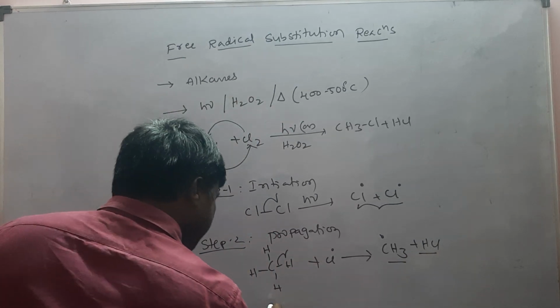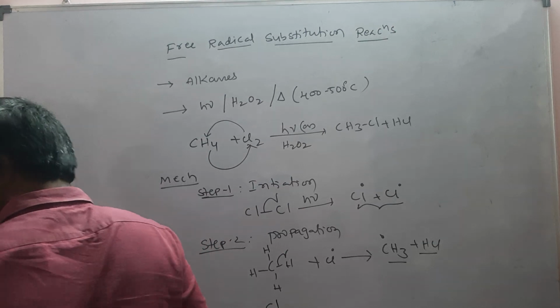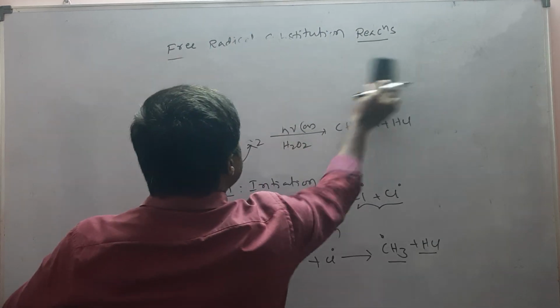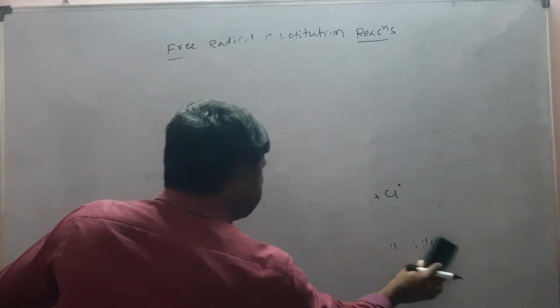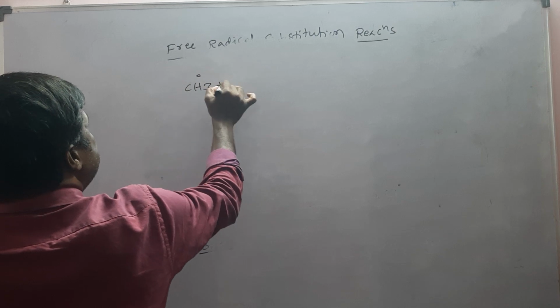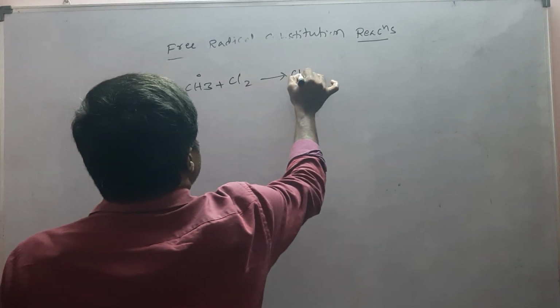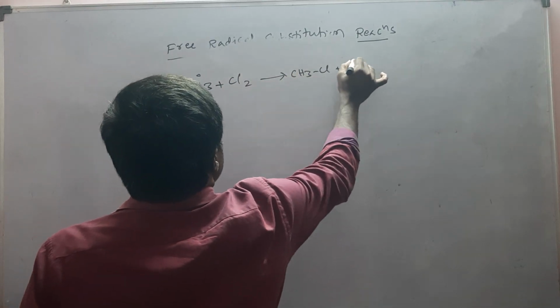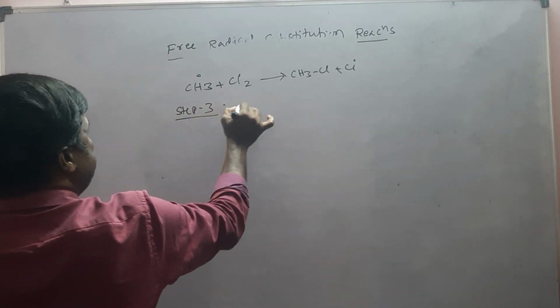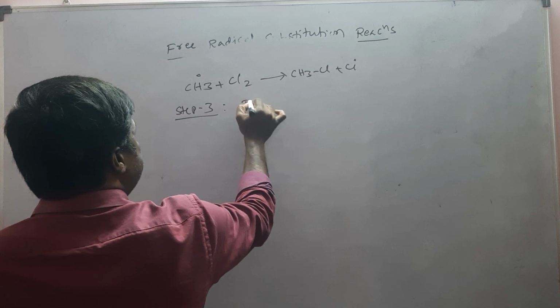Again that CH3 radical, the CH3 radical from the second step, reacts with chlorine. It forms CH3Cl with a chlorine radical. Then step 3, the last step, is termination.